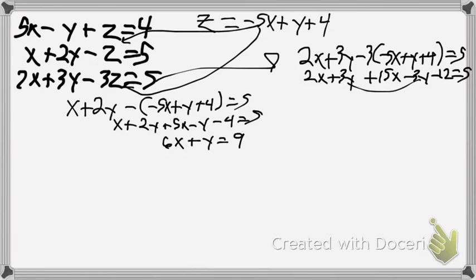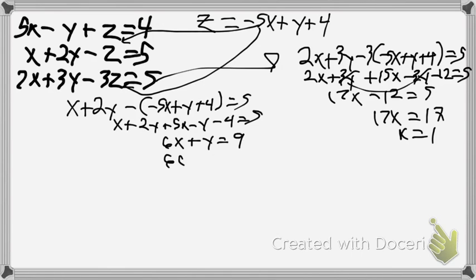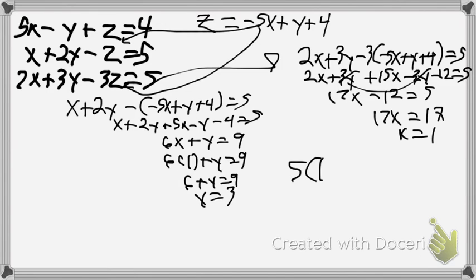So I'm going to go 2x plus 15x, 17x, plus 12 equals 5. I'm going to subtract 12 from both sides. I get 17x equals 17, and x equals 1. Plug that back in to 6x plus y equals 9. 6 times 1 plus y equals 9. 6 plus y equals 9. Y equals 3.